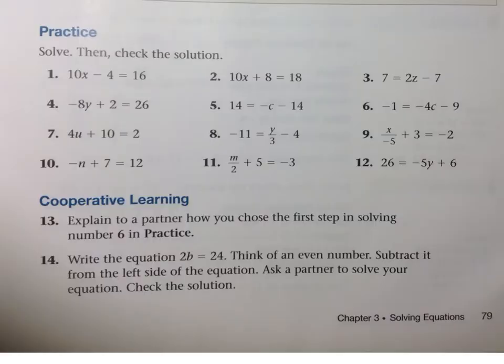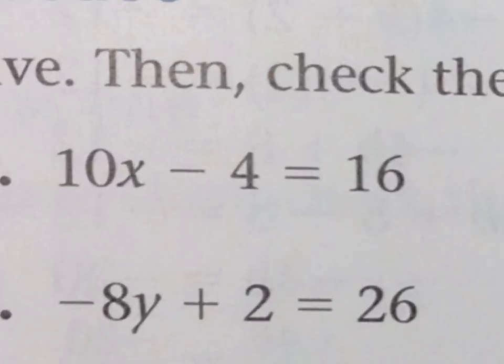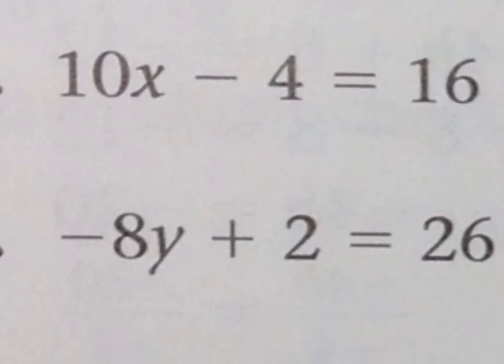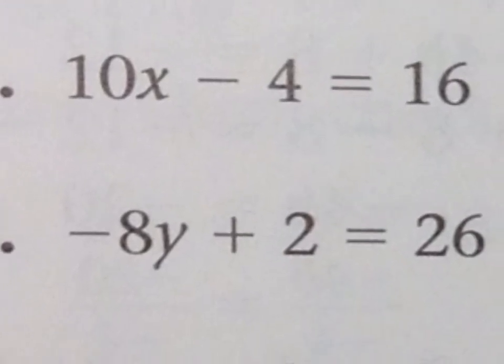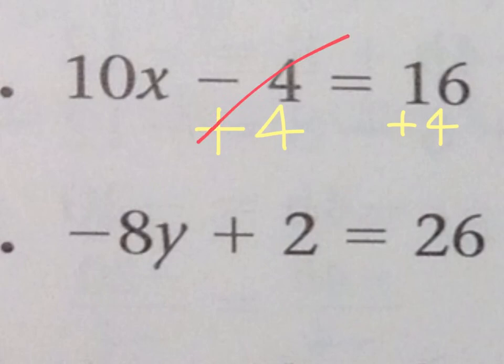In just a few minutes, we're going to turn to page 79, and we're going to work on these problems together. First, however, let's take a look at number 1. I can see that this problem is going to require 2 operations, and I see it's 10x minus 4 equals 16. The first thing that we're going to need to do is add, because we always add or subtract first, and we're going to add 4 to the left side, we're going to add 4 to the right side. The 4's cancel out, and we're left with 10x equals what? 16 plus 4 is 20.